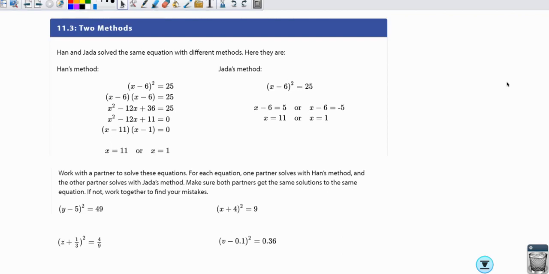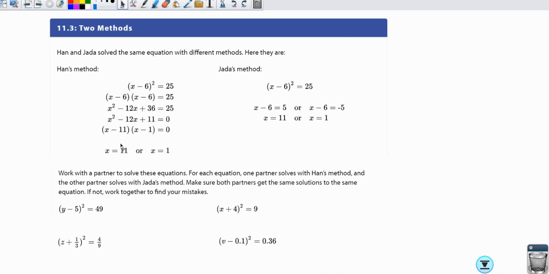Here we're going to look at two different methods. Han and Jada solved the same equation with different methods. Here they are. Take a minute to look at Han's method and look at Jada's method. These are both methods we've used in the past.